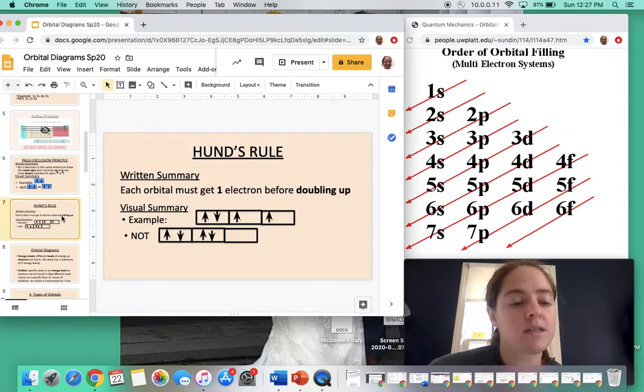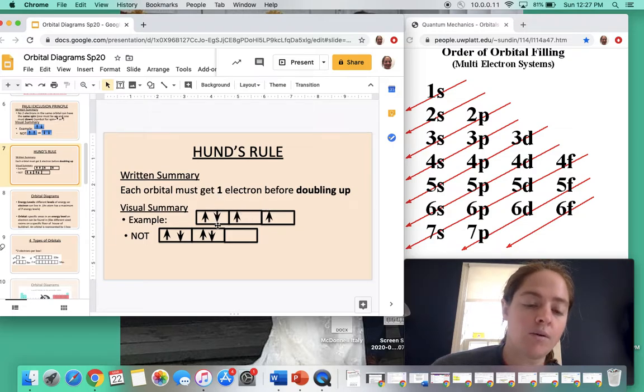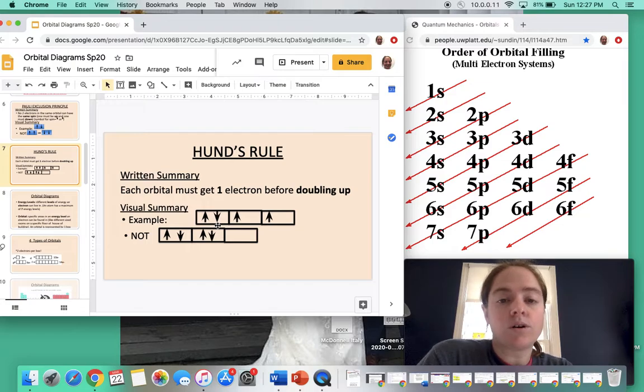The third rule is Hund's rule. So each orbital must get one electron before doubling up. So when you get to p, d, and f, p, d, and f have more than one orbital with them, and when you distribute them, each orbital must have one. So you put one up, one up, one up before you start doubling and going down. It's kind of like passing out cookies or pizza. Everybody gets one cookie or one slice of pizza before you can start to have two, okay?